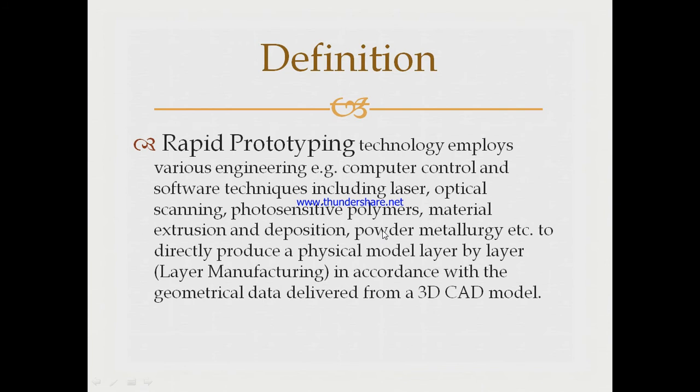So rapid prototyping is a technology that employs various engineering, computer-controlled or software techniques, like laser, optical scanning, photopolymerization or polymers, material extrusion and deposition, powder metallurgy, etc., to directly produce a physical model. The physical model can be made by layer manufacturing in accordance with the geometrical data delivered from the 3D CAD model. So rapid prototyping is a technique in which we can manufacture a prototype using a layer by layer technique, for which we get the data from a 3D CAD model.